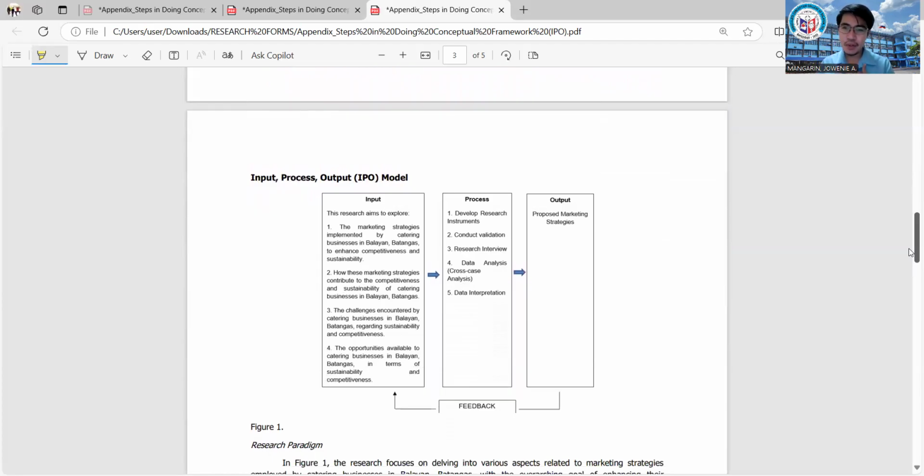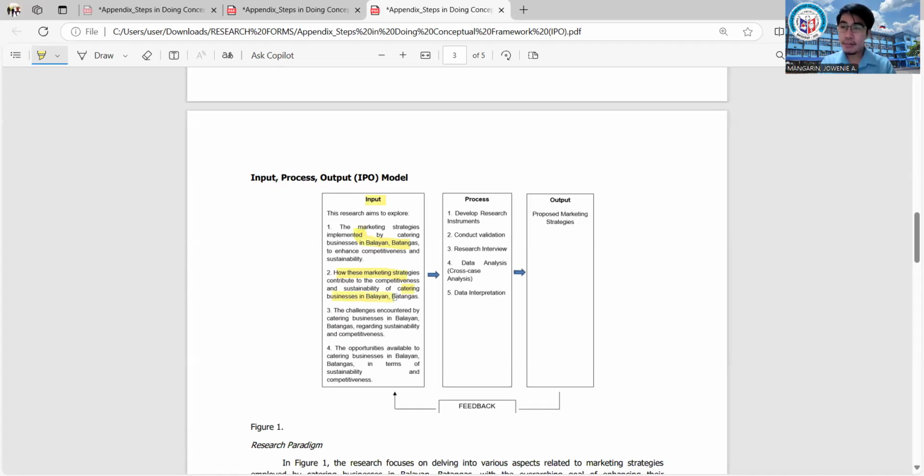So technically, katulad ng na-mention ko sa inyo kanina, yung information na inilagay nila on the input part are taken from the statement of the problem that they have on their research paper. So ano-ano yung statement of the problem na meron sila? Number 1, identify the different marketing strategies being implemented by different catering services sa Balayan, Batangas. Number 2, malaman kung paano yung mga marketing strategies na yon nakakaapekto sa mga catering businesses dito sa Batangas.